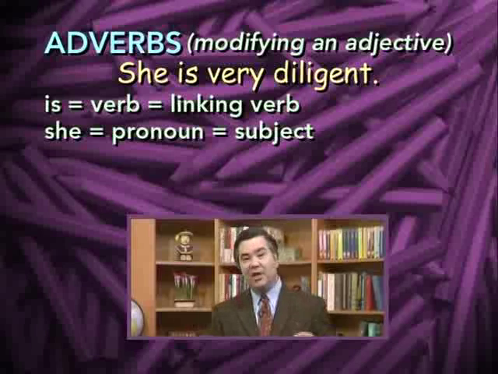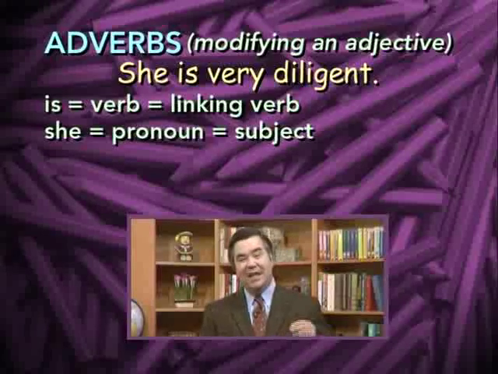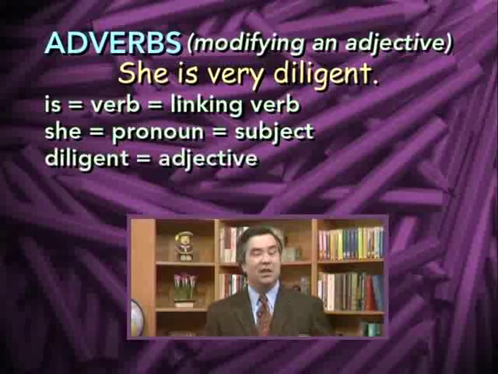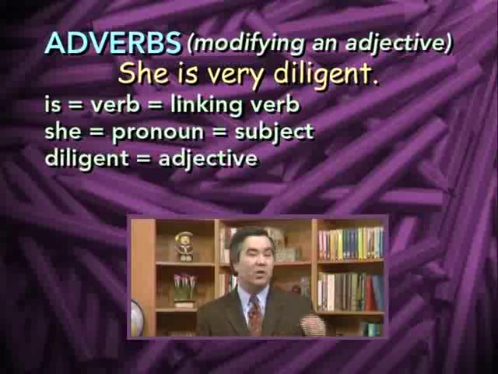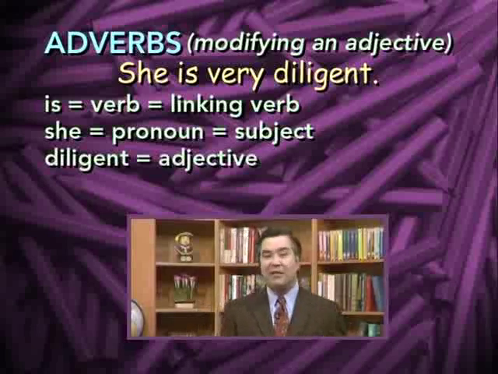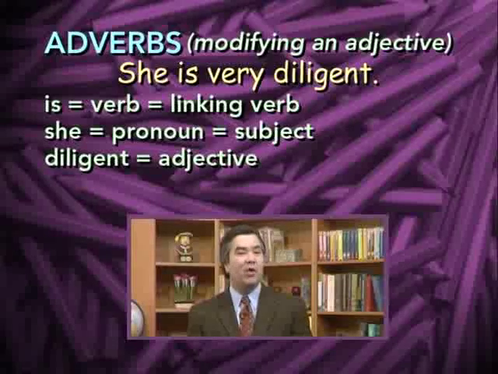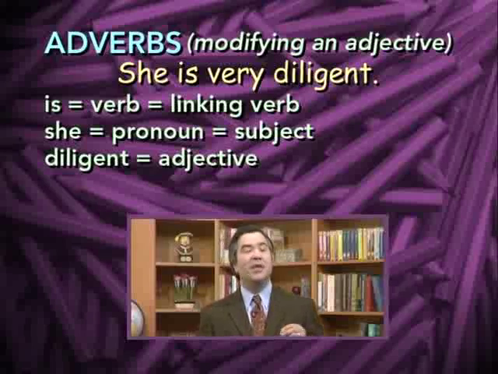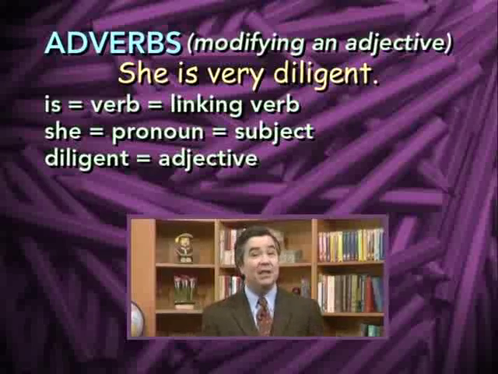Notice that what follows the linking verb is the adjective diligent. That adjective diligent refers back to, describes, or modifies the subject of the sentence, the pronoun she. It tells us something more about she. She is diligent. And that leaves the word very.